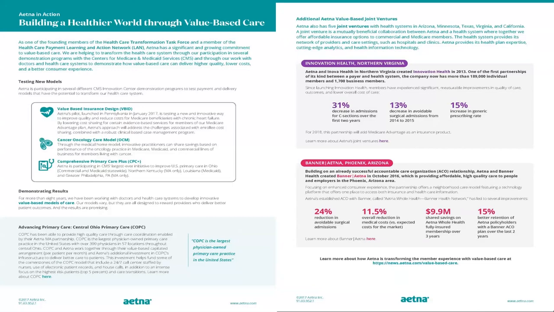We've been able to save almost $10 million in shared savings. We've had a 24% reduction in avoidable surgical admissions, and an 11.5% overall reduction in medical costs. So all good things coming from that partnership. I think those are just some examples I thought I'd highlight.